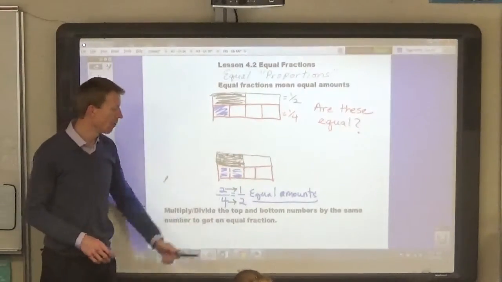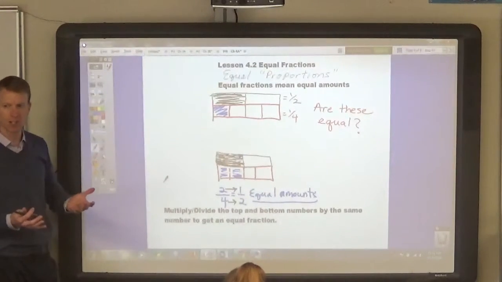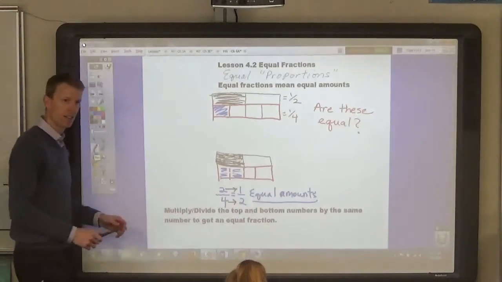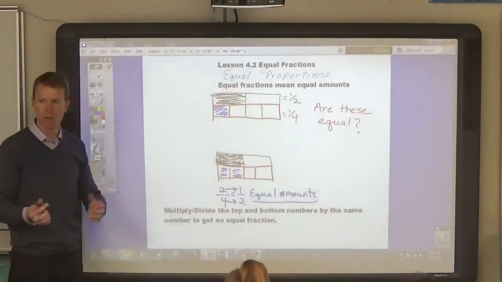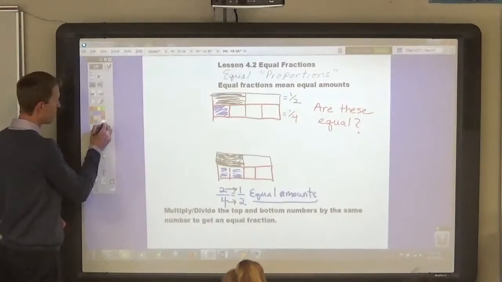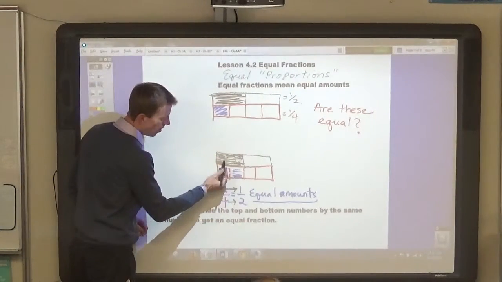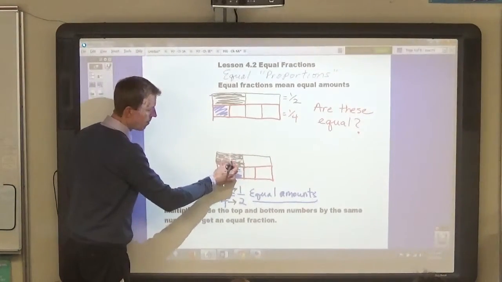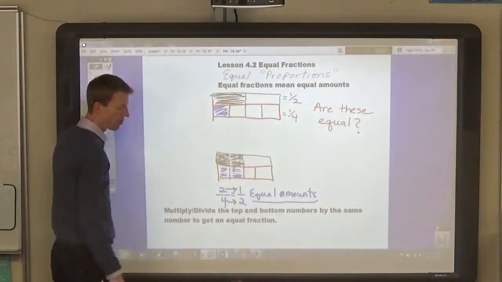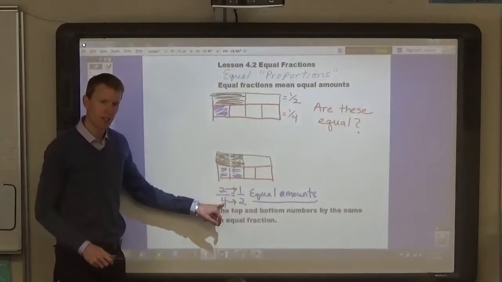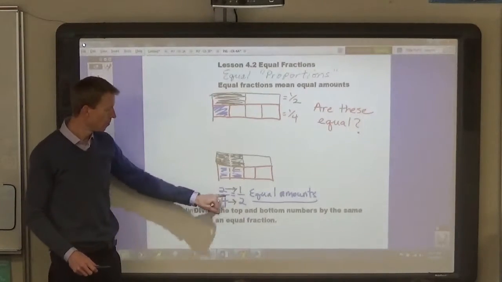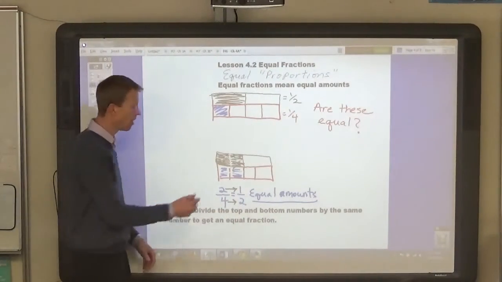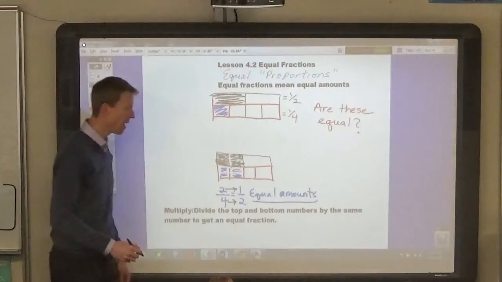So let's talk about getting equal fractions. What you do to get an equal fraction is to multiply or divide the numbers in the fraction by the same number. So in this case, if we have 1/2 and we multiply both numbers by 2, then we have an equal fraction, 2/4. Or if we're starting with 2/4 and we divide both numbers by 2, 2 divided by 2 is 1, and 4 divided by 2 is 2. It's kind of like cutting this one in half.